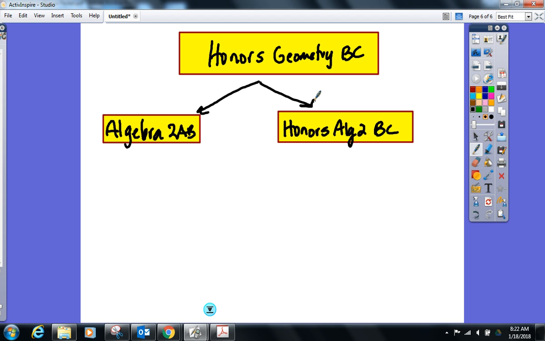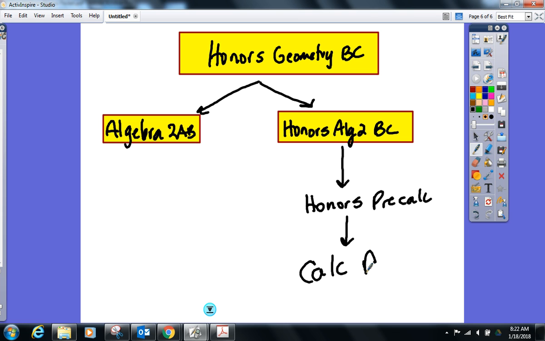Algebra 2 AB is a little bit lighter, but again, both of them are still one year accelerated if you're a freshman. All right, where does it go from here? Junior year, you would take Honors Pre-Calc, and senior year, if you chose to do so, it would be Calculus BC, excuse me.